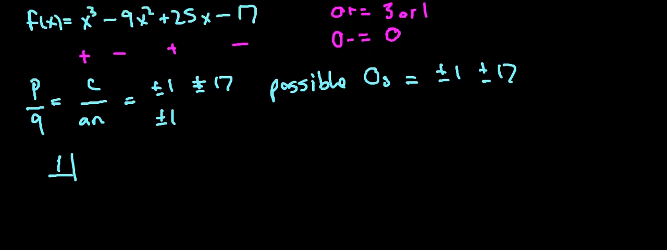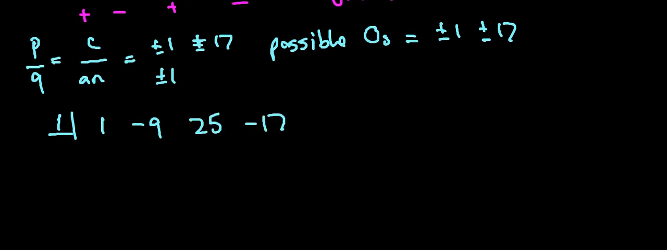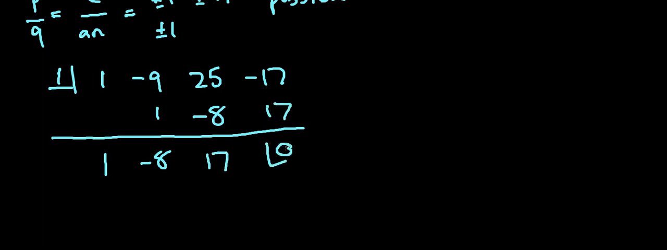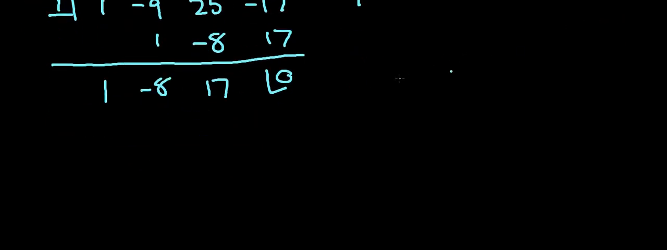So let's look at our equation to set up our synthetic division. We have 1, minus 9, positive 25, and minus 17. Let's carry out the synthetic division. We bring down the 1. 1 times 1 is 1. Minus 8. Minus 8 times 1 is minus 8. This is going to give us positive 17. Positive 17 times 1 is positive 17, and we get 0. So 1 is a zero. So we factor out an x minus 1, and we're left with x squared minus 8x plus 17.